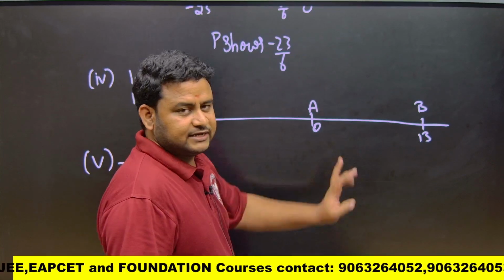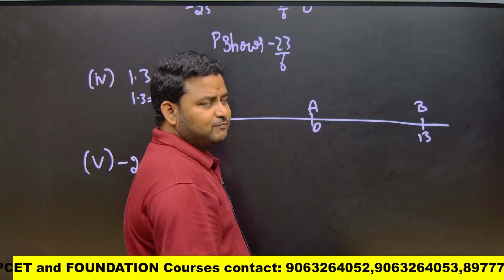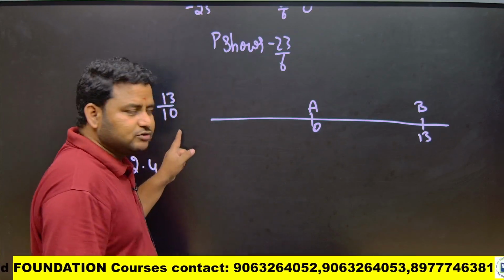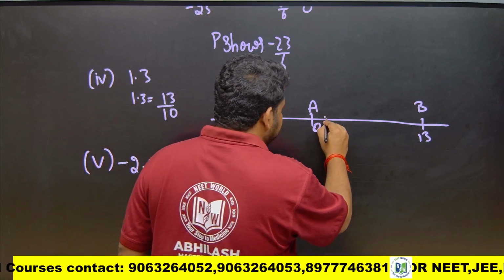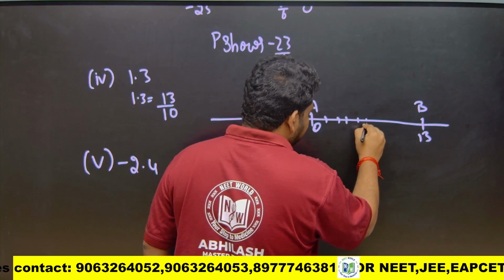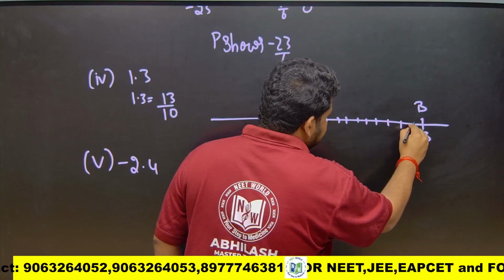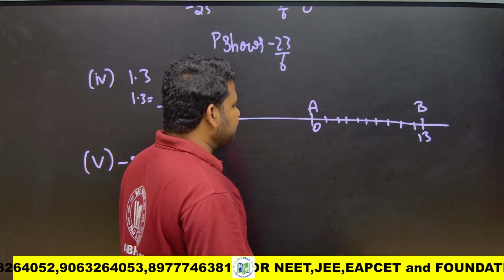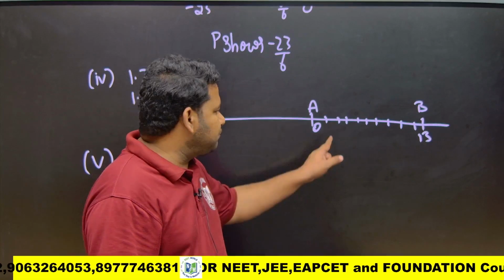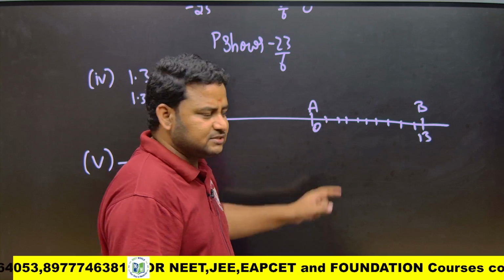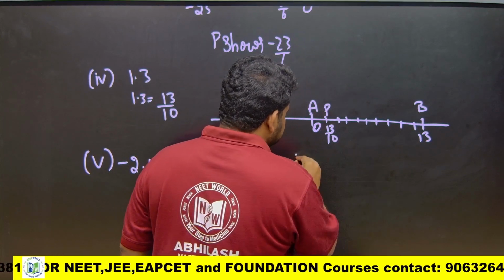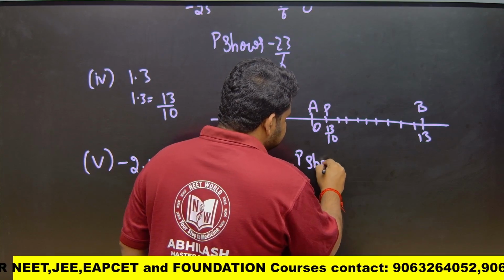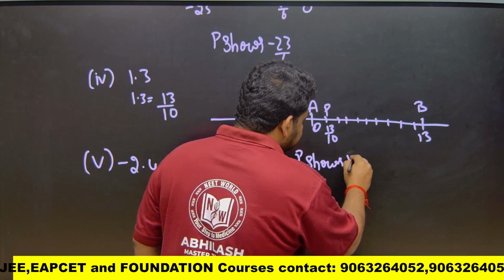Now, between 0 and 13, how many parts do I have to divide it into? I have to divide it into 10 equal parts because the denominator is 10. So 1, 2, 3, 4, 5, 6, 7, 8, 9, 10 parts. This first part will be 1 by 10 into 13, that is nothing but 13 by 10. So this will be P. This P shows 13 by 10.